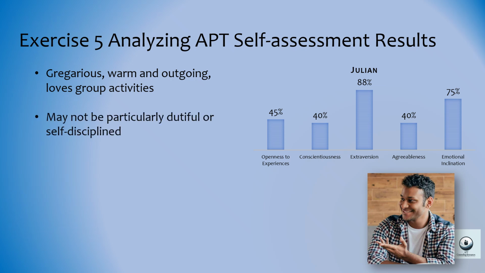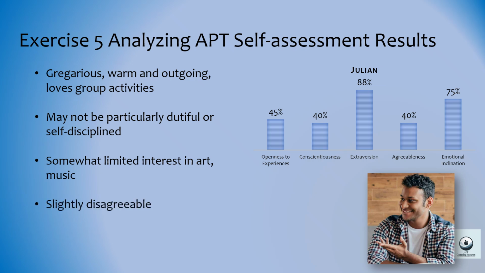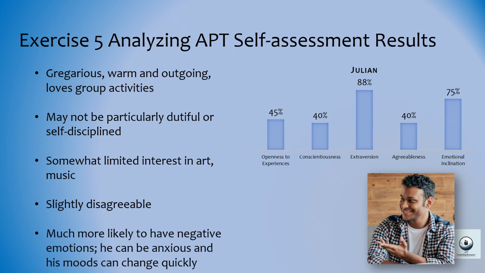His score on conscientiousness indicates he may be more easygoing than self-disciplined. He probably has some interest in art or music, but not as much as others. And Julian can be disagreeable, but his gregarious and warm nature often covers it up. He can be irritable, worried about the future and prone to mood swings. Even though he can be moody and disagreeable, because he's so extroverted, Julian is likely to have some conflict with close relationships while having fewer issues with more casual relationships. Which brings us to Emma.